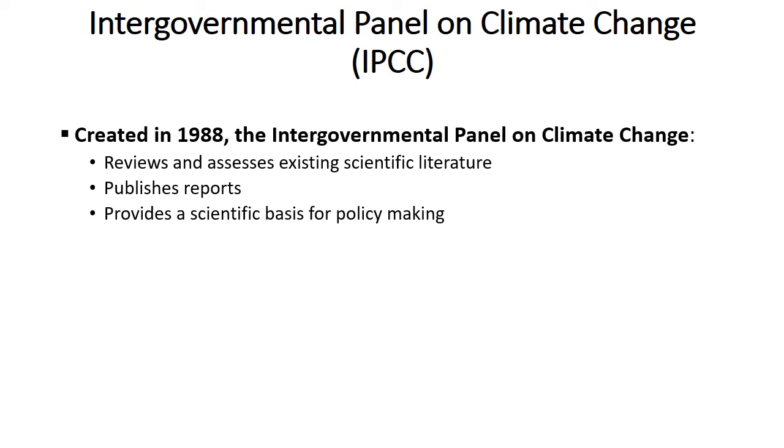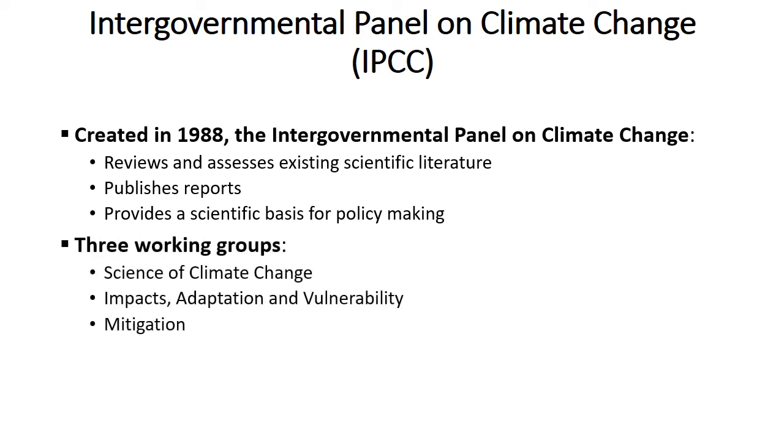We move now to the Intergovernmental Panel on Climate Change, simply IPCC. The IPCC was created in 1988, and its activities involve reviewing and assessing existing scientific literature, publishing reports on climate change, and providing a scientific basis for policy making. There are three working groups to achieve the objective of the IPCC. One of them is the science of climate change. The other is impacts, adaptation and vulnerability. And the third one is mitigation.